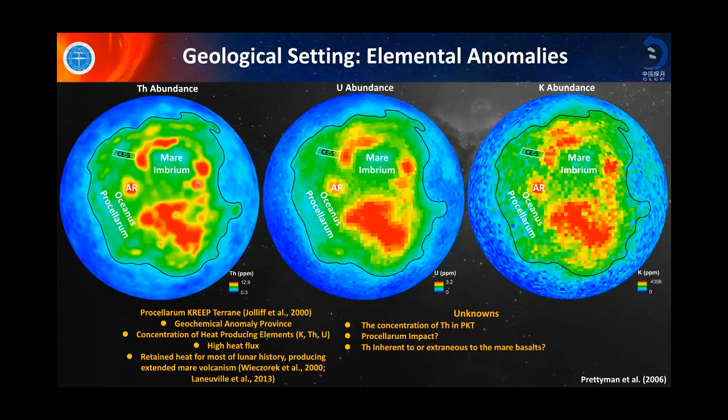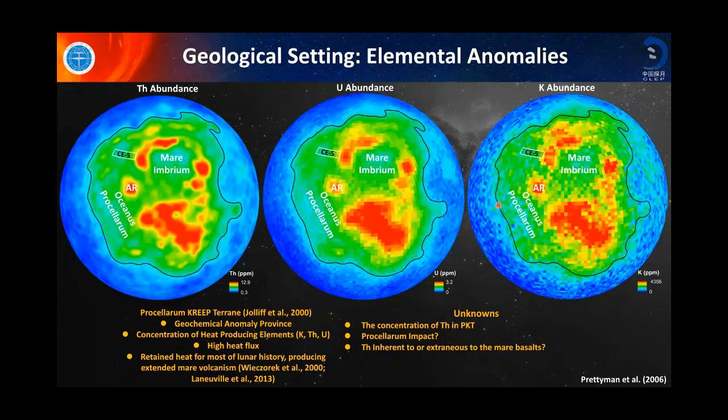But I want to say we don't really know. We still have many questions on the PKT terrain. For example, we don't really know the concentration of thorium in this region, and we don't really know if there was a Procellarum impact or not. And we don't really know whether the thorium or other KREEP elements are inherent or extraneous to the mare basalts. So lots of unknowns, but lots of opportunities to solve them with the returned samples.